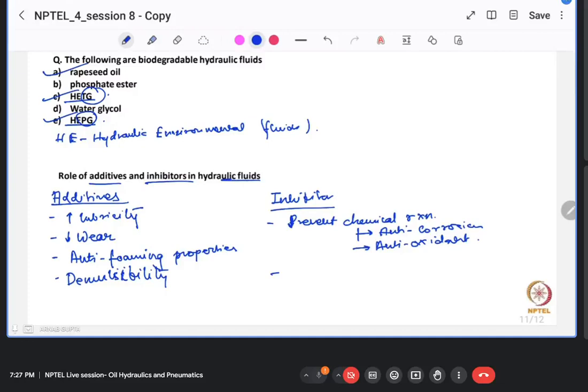Then yeah, this is the main role of the inhibitor, which should be taken into account, and these are added as supplementary things to your hydraulic fluid. These are additives basically.